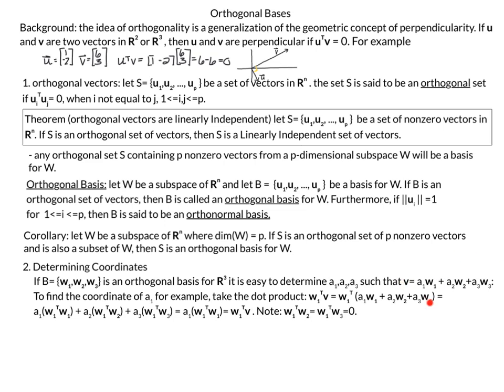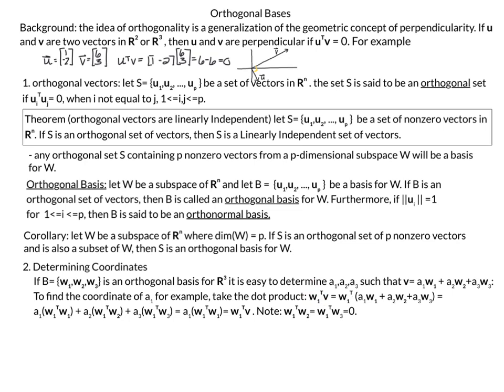So remember, previously when we wanted to find these coefficients, we set up the augmented matrix, we row reduced it, then we back solved, and we figured out what these coefficients were. However, if our basis is orthogonal, we have this simple method of finding these coordinates. If we want to find a1, for example, because a1 is associated with w1, our first basis vector, we multiply both sides of this equation by w1.